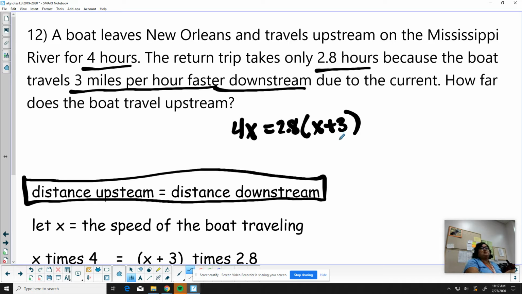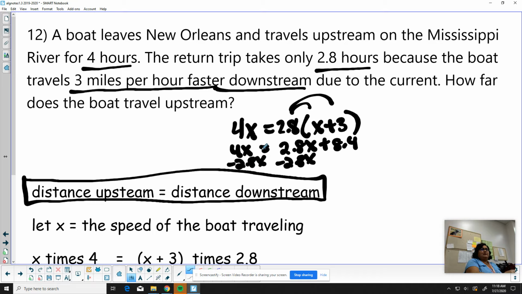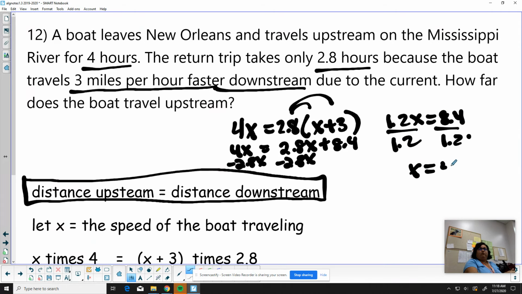All right, so now we just solve. So let's send that through. So 2.8x plus, let's see what 2.8 times 3 is. It's 8.4. So we would subtract 2.8x. So 4 minus 2.8, I'm going to go over here because I'm out of room there. 1.2x. And I'm dividing by 1.2. And I should get 4.